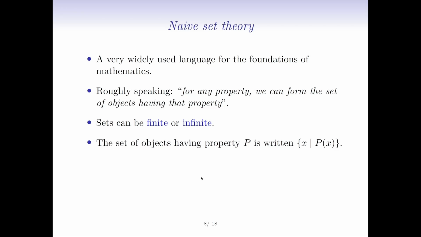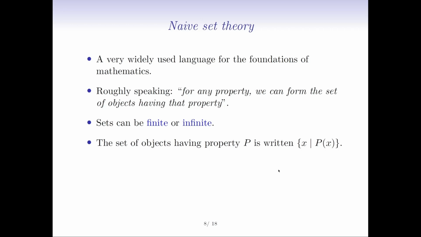So if I want to denote the set of objects having the property P, I'll usually write it in this kind of set notation here. We have the set brackets to denote that it's a set, and we have the set of all objects X such that, that's this bar here, property P holds of object X, so all X such that P of X.